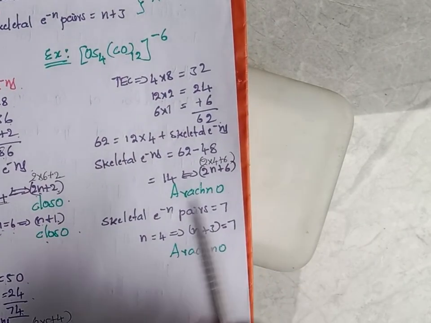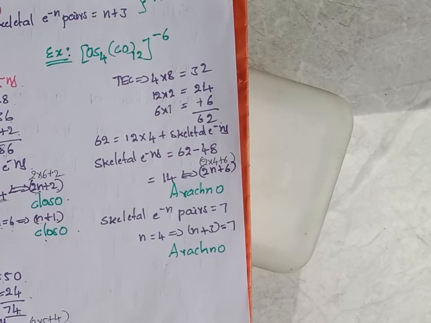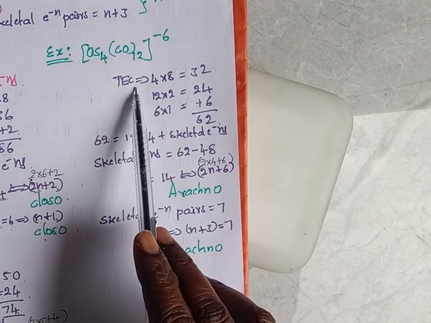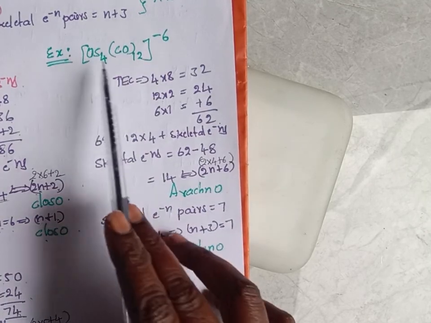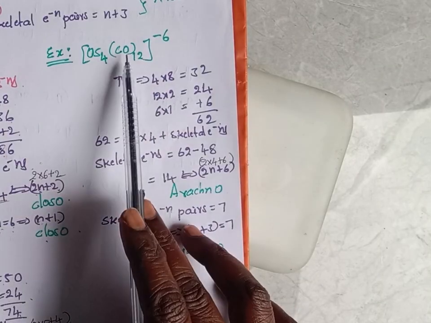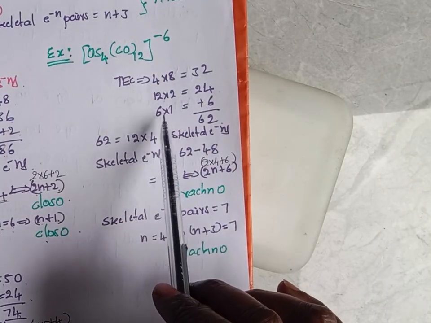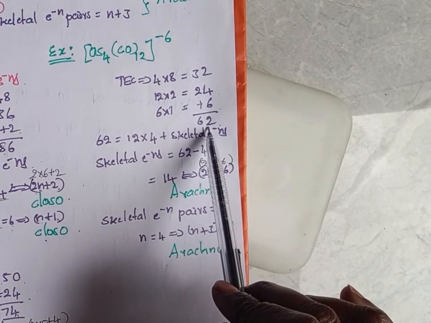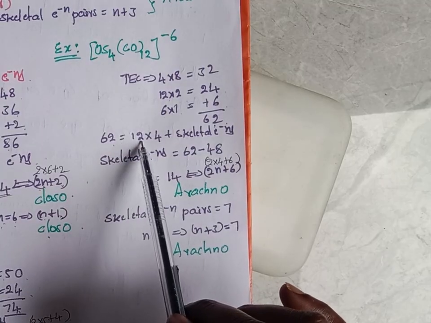If we consider another example, Os4(CO)12 with charge 6 minus on the complex. So the total electron count: the number of metal centers is 4. 4 into the valency of osmium 8, 32. 12 carbonyls into 2 electrons, 24. The charge of the complex is 6, so 6 into 1 electron, plus 6 have to be added, right? So 62 electrons. TEC 62 equals 12n.